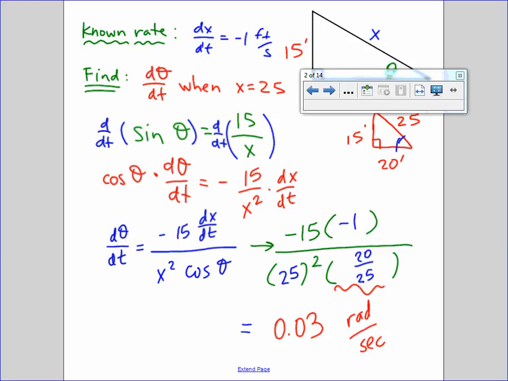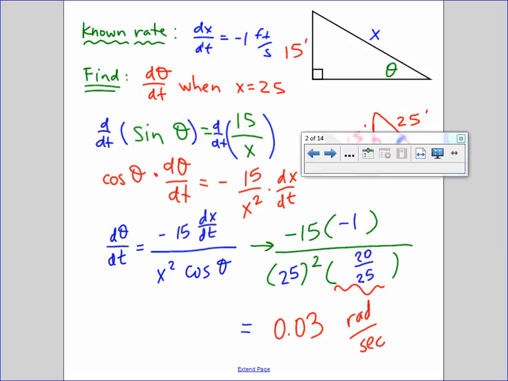Awesome. Raise your hand if you generated that same as well. Awesome. So positive, right? Because it looks to me like the magnitude of theta would be increasing as the fish is getting closer to the dock, right? Awesome. What questions do you guys have about our Bellwork today?